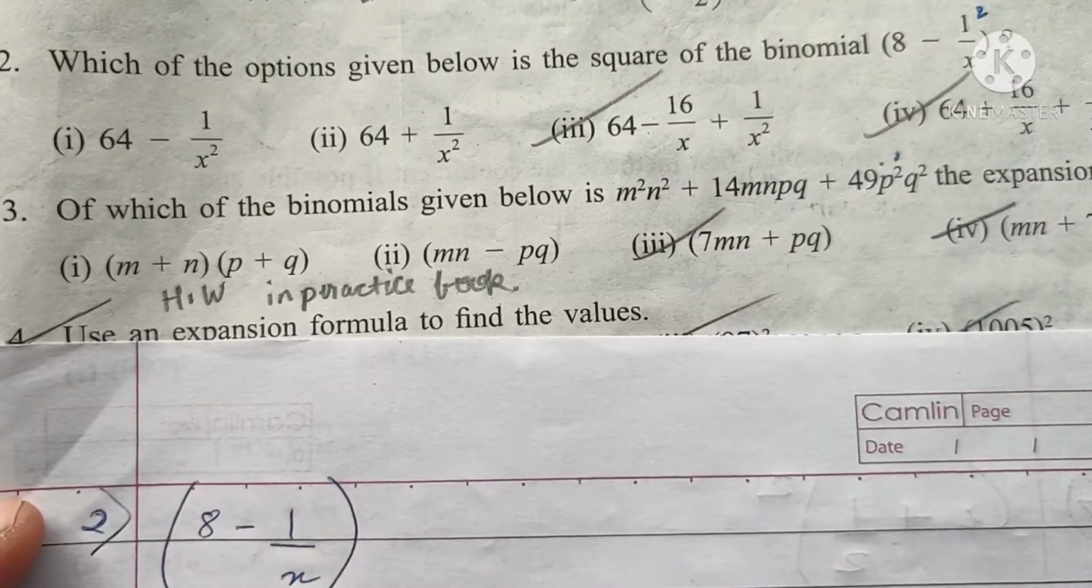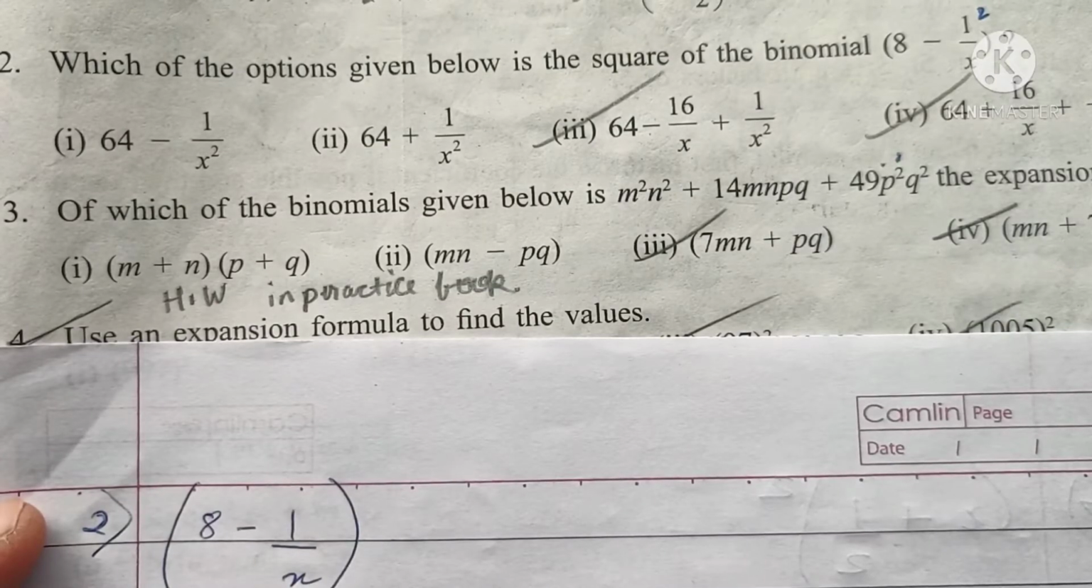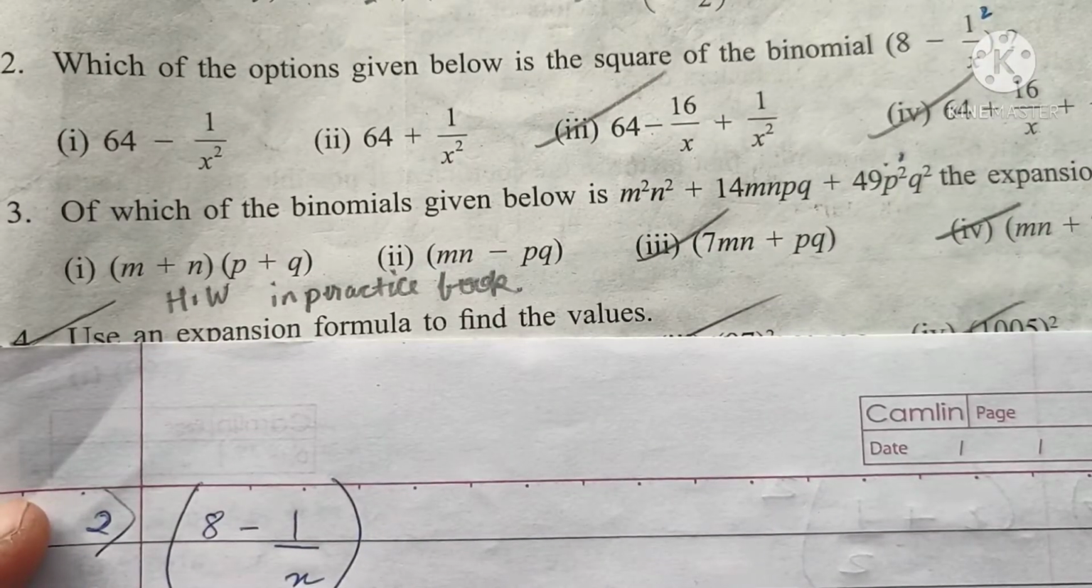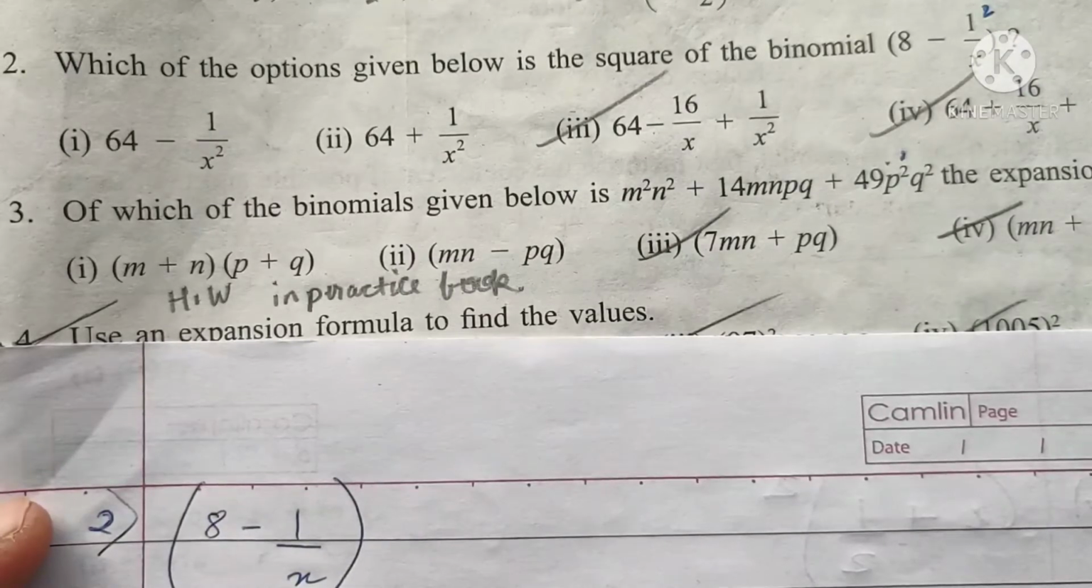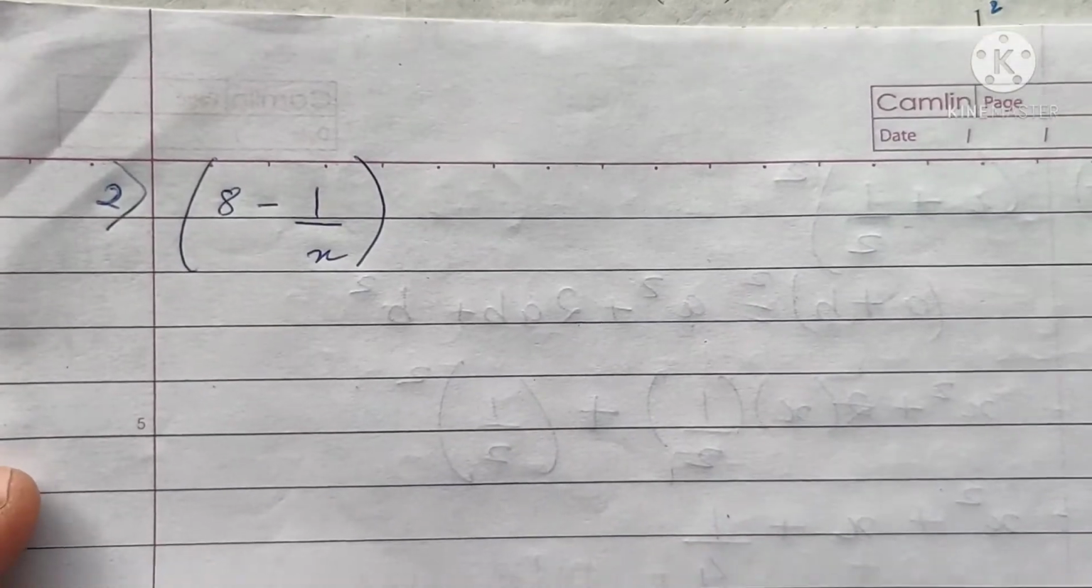The second question here is, which of the options given below is the square of the binomial 8 minus 1 upon x? Okay, so don't worry when you read such a type of question and don't get confused. What is being asked is, if you square this binomial, then with which answer will it match? Okay, and the options are already given to you. So the first thing that you have to do is just find the square of this binomial.